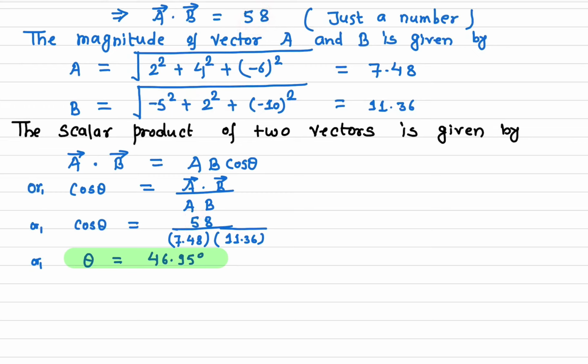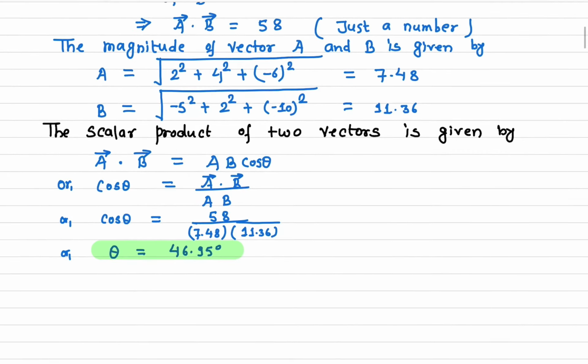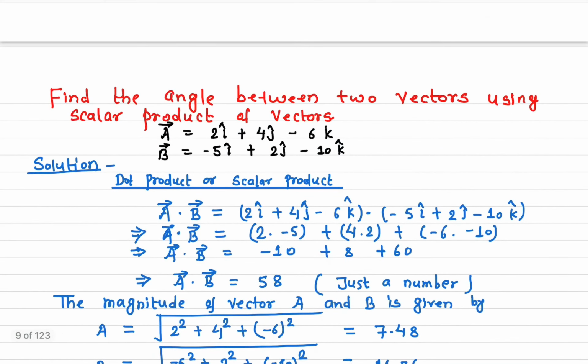We have calculated the magnitude of a, which is 7.48. We also have calculated the magnitude of b, which is 11.36. And if you solve for theta, the angle you get is 46.95 degrees. So this is the angle between the two vectors.